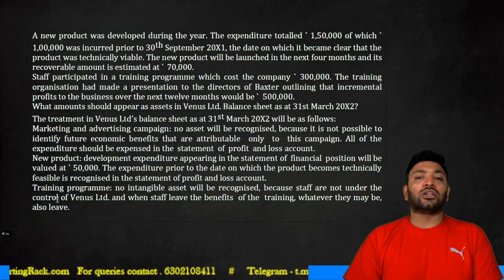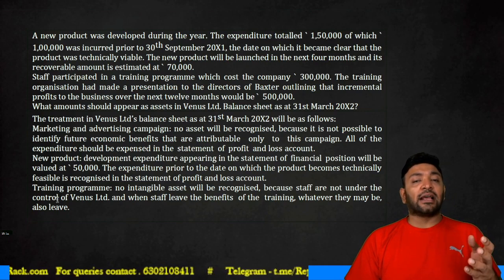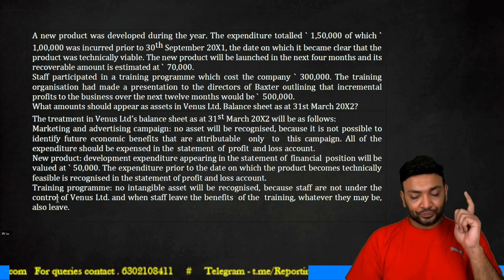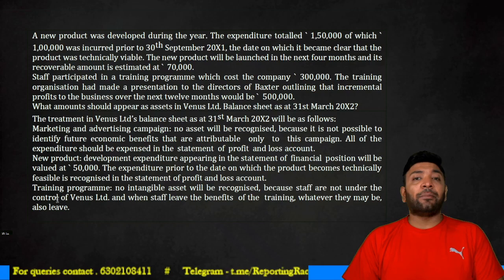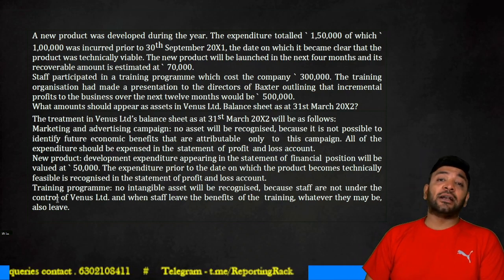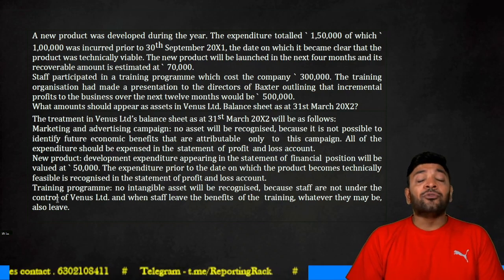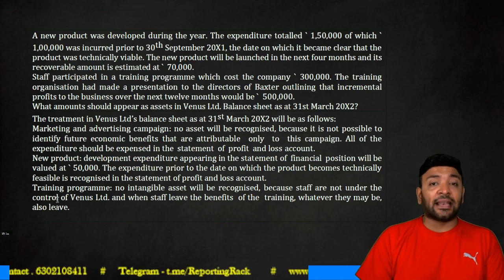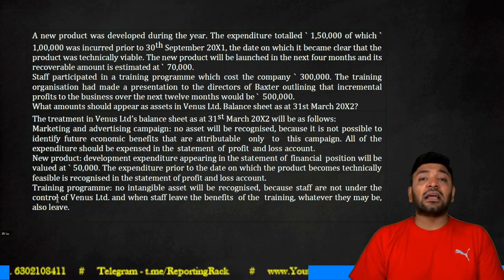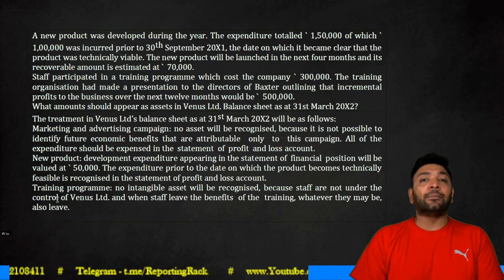Clear? How should these amounts be appearing? Marketing advertisement campaign, charge to P&L. Research and development of 1,50,000: 1 lakh pertains to research, charge to P&L. 50,000 pertains to development, capitalized. Recoverable amount is more than the carrying value, no impairment.